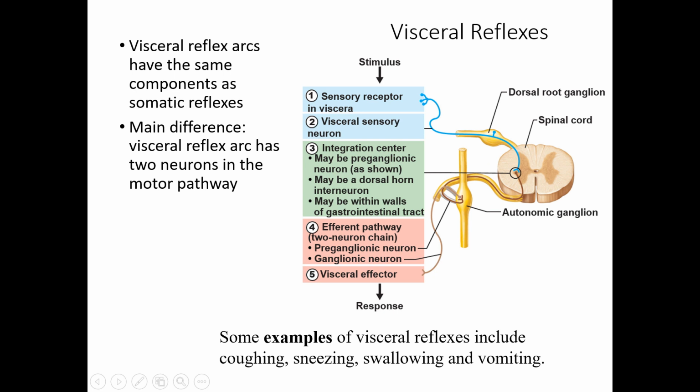Usually a stimulus arrives right here and receptors feel it. So sensory receptors in the stomach feel when the stomach is empty, for example. Information goes to the spinal cord through the sensory neurons. Integration center switches information to the motor neurons, and there will be not one but two motor neurons. Preganglionic and then it switches to postganglionic, which will run to the smooth muscle in the stomach, for example, and activate it. And you will feel those spasms that you feel when your stomach is empty and you are hungry. Some other examples of visceral reflexes would be coughing, sneezing, swallowing, and vomiting.